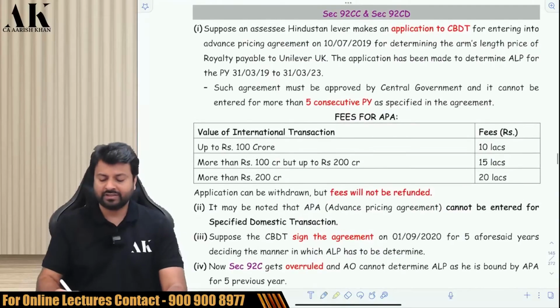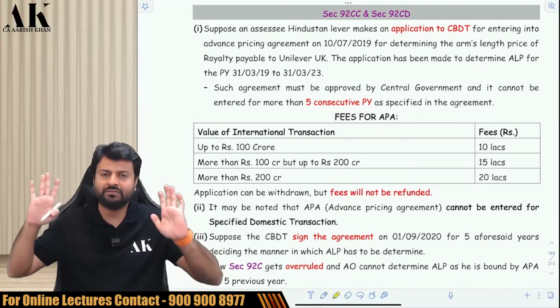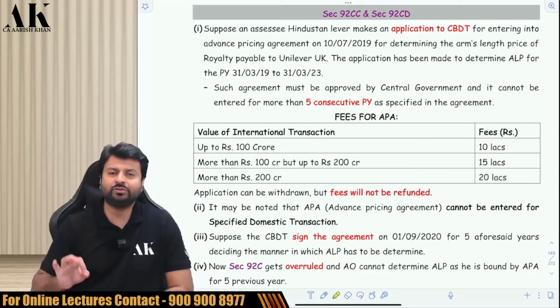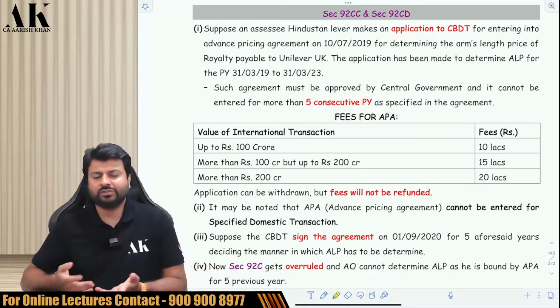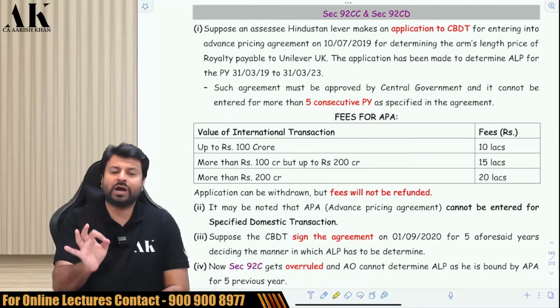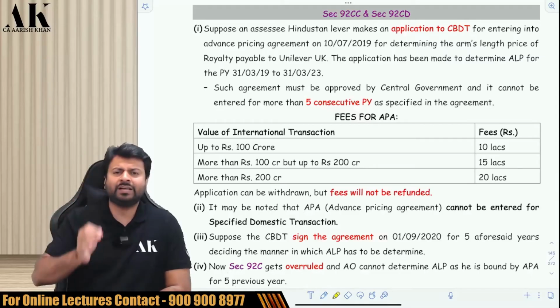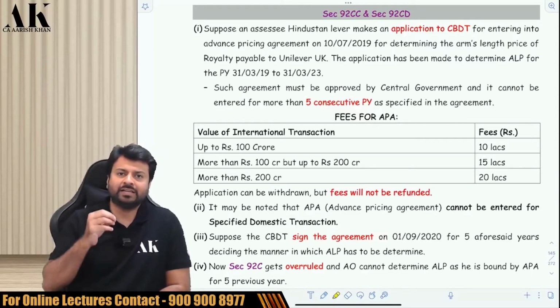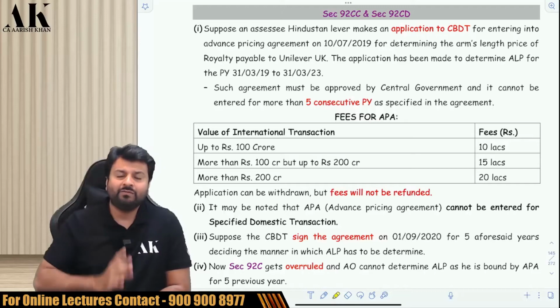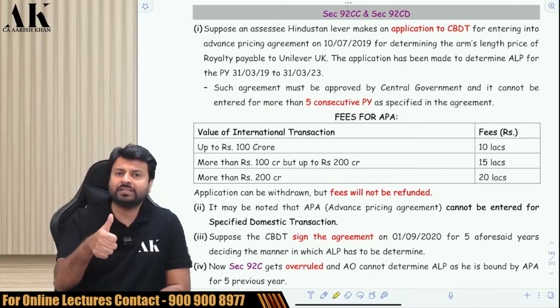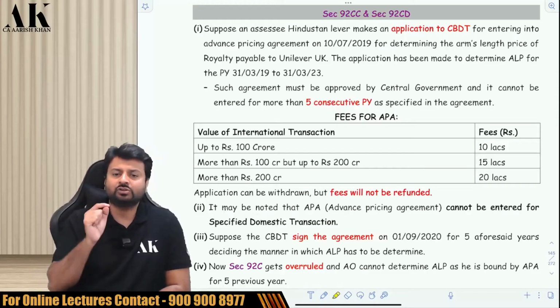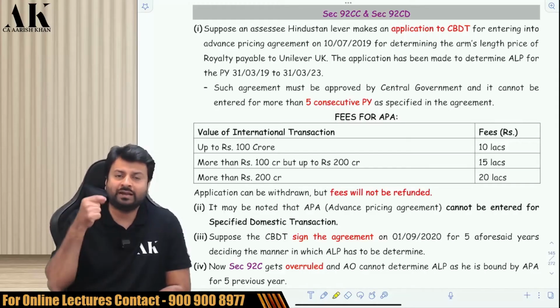Now let's move ahead with the next point, which is extremely important and a very big one, and that is 92CC and 92CD. Sir, what is 92CC? 92CC talks about advance pricing agreement. Sir, what is advance pricing agreement? Advance pricing agreement is an agreement which you enter into with CBDT, whereby CBDT will determine your arm's length price, or it will tell you the manner in which arm's length price has to be determined, so that there is no question raised on your arm's length price.